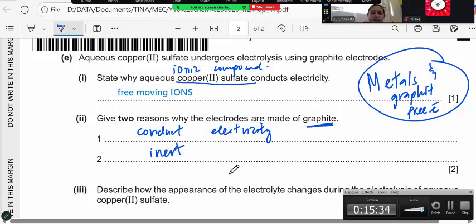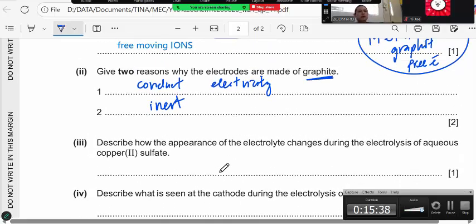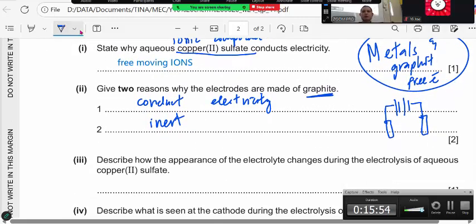Okay, can you understand? Now this one, you cannot just look at the question, unless you are already so good at it. You must always draw to get the idea. So, how does the appearance of the electrolyte change during the electrolysis of copper(II) sulfate? And remember, they're using graphite. This one you should know by now. If you don't know, you just draw it to refresh your memory.